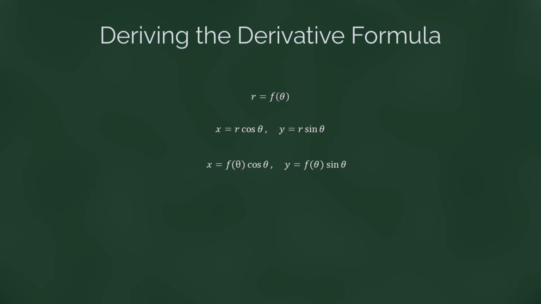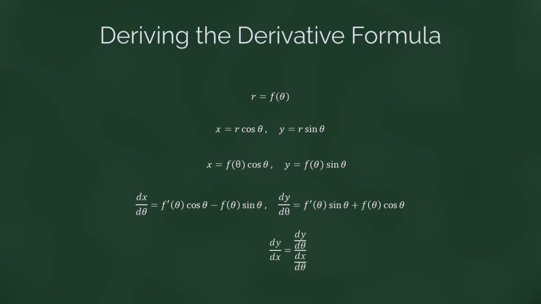Now we apply the product rule. This gives us that dx d theta is equal to f prime of theta times the cosine of theta minus f of theta times the sine of theta. Similarly, another application of the product rule will tell us that dy d theta is f prime of theta times the sine of theta plus f of theta times the cosine of theta.